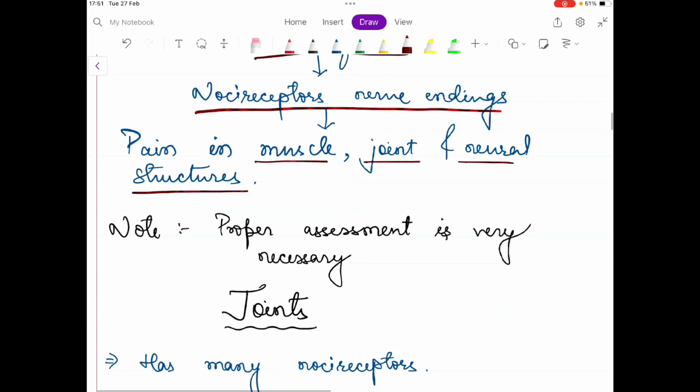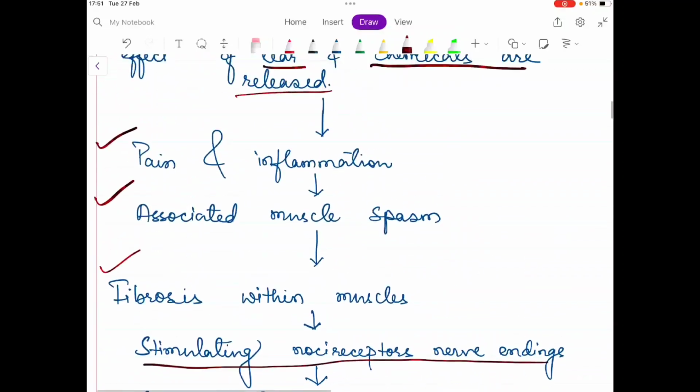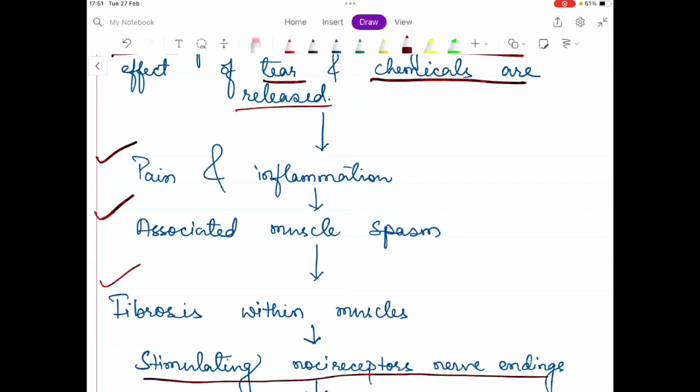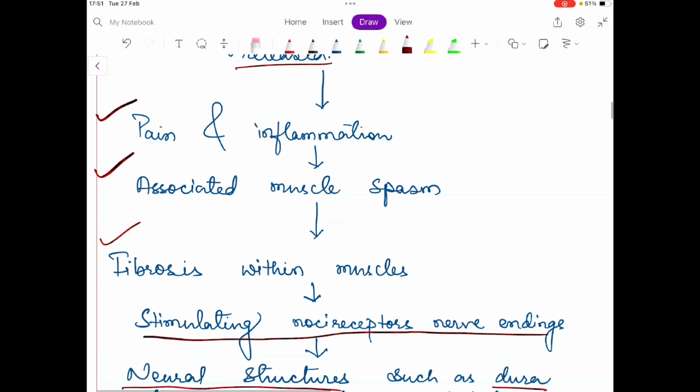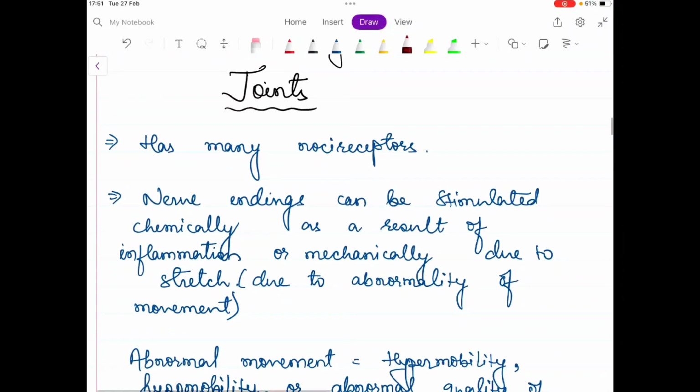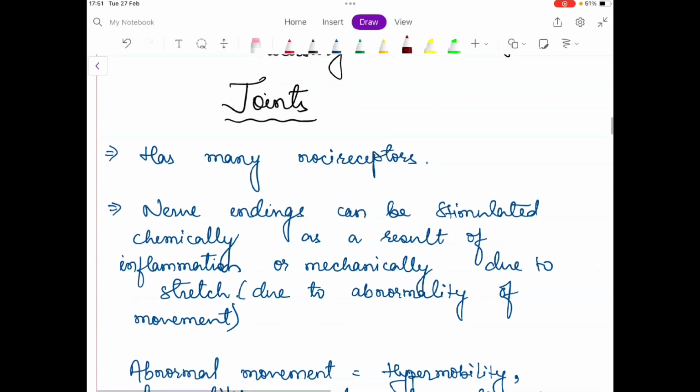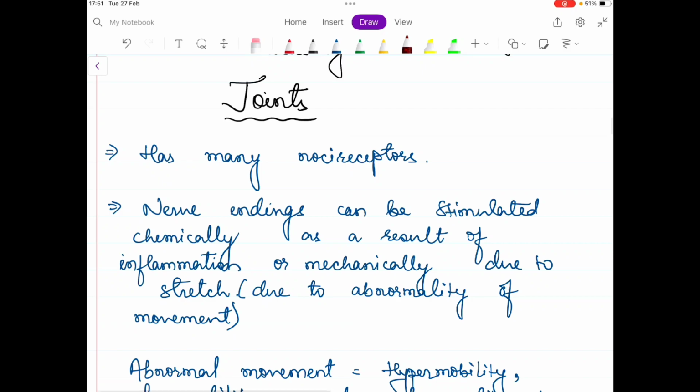So this is why assessment of pain is very important. Also, knowing about the structure which is causing the pain is very important. I hope I am making this clear to everyone. Now let's talk about the structures which produce pain.